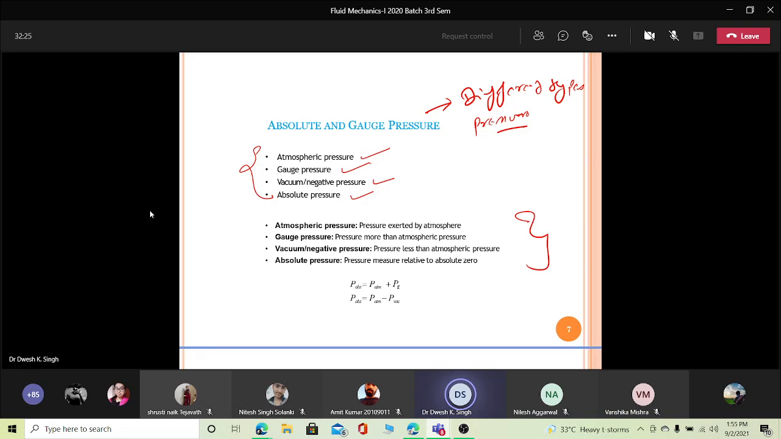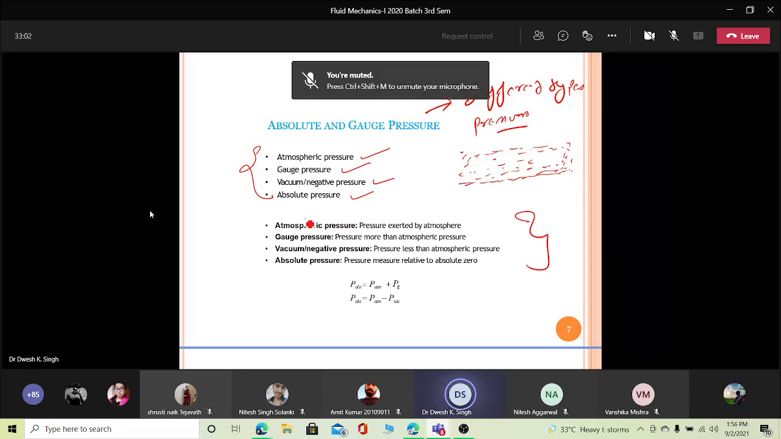Now, first, what is atmospheric pressure? Basically, it is the pressure exerted by the atmosphere, where we are living on this earth. If this is your earth surface, there is air surrounding it, everywhere. We all are familiar with this.